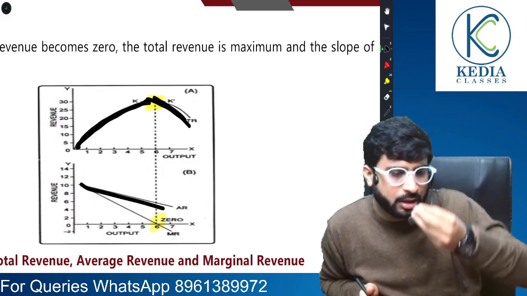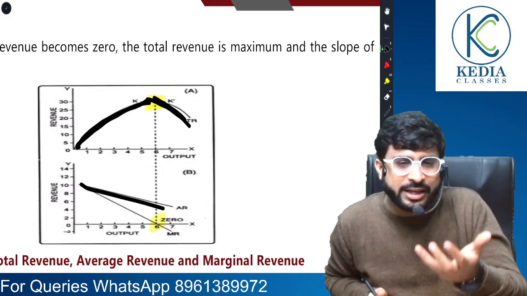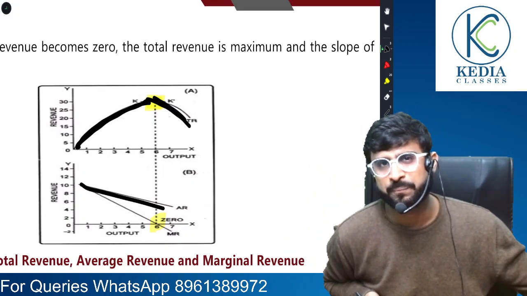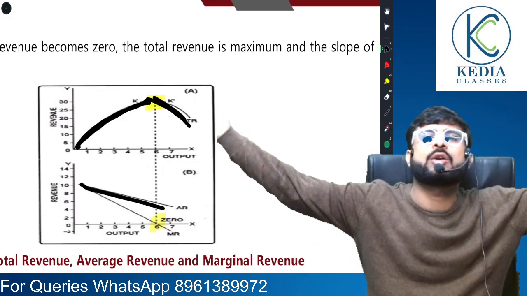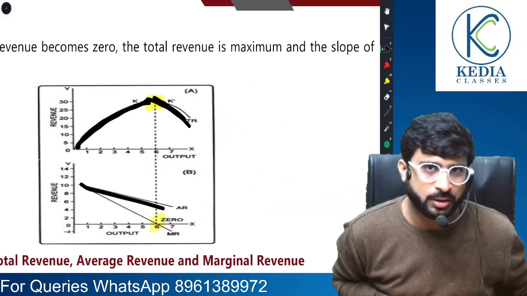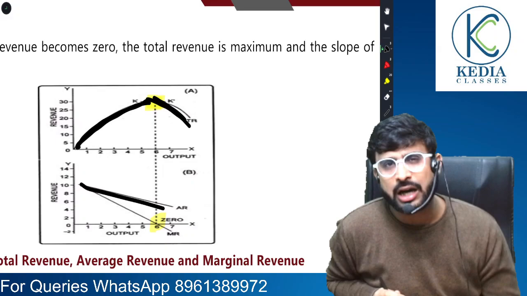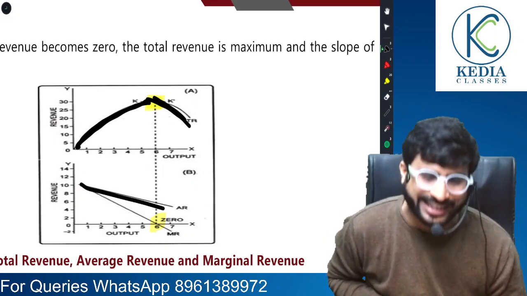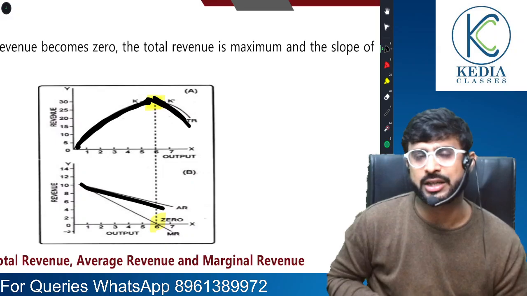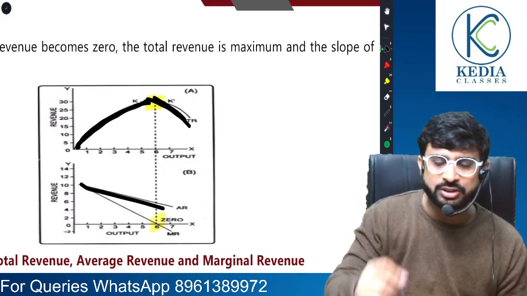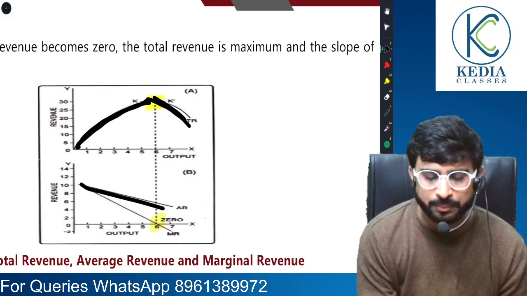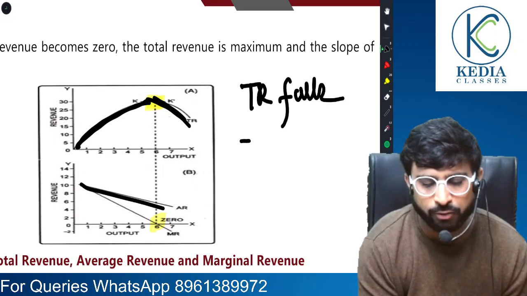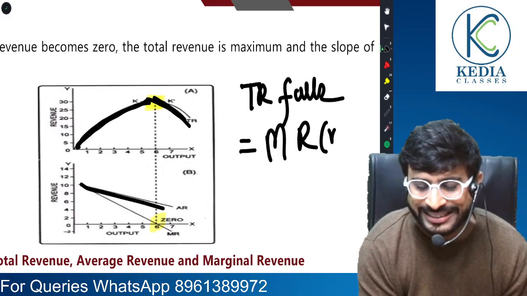It means if somebody comes to your shop, they buy a product, and you give them the product as well as some money. What kind of brilliant world are we talking about? And therefore, AR cannot be negative, AR cannot be zero, MR can be zero, MR can be negative. When is MR zero? When TR is maximum. When does MR become negative? MR becomes negative when TR falls. As soon as TR falls, MR becomes negative.